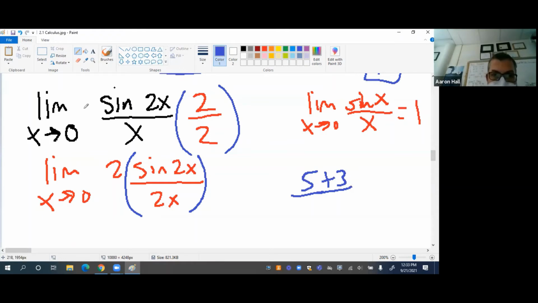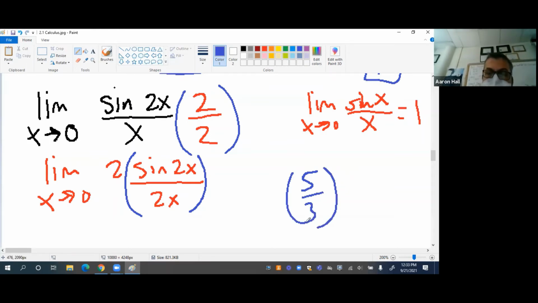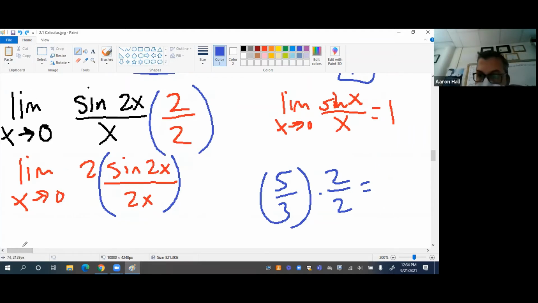This is all multiplying. If I have 5 over 3 and I multiply by 2 over 2, that gives me 10 over 6. Can't I, oh, let's do this. 10 over, multiply by 2, so that gives me 5 times 2 over 6. Can you do that? It's fine right now, but why can't you do the same thing here?